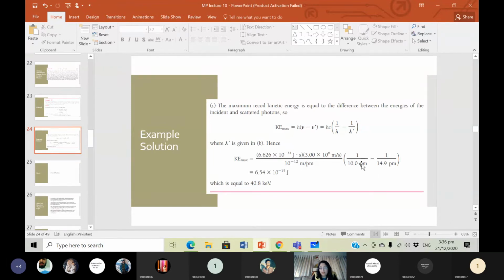So basically we have 1 over 10 picometers minus 1 over 14.9 picometers, because according to this equation, we have to insert the value of 1 over lambda for the incident photon, and then minus 1 over lambda dash for the scattered photon. So here we have the scattered and the incident.